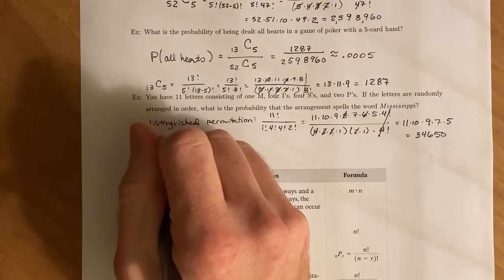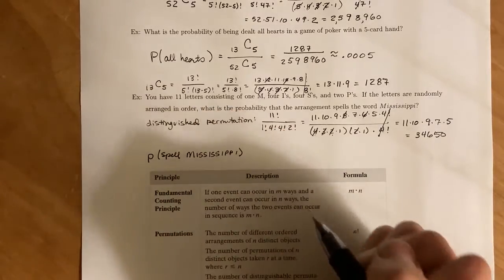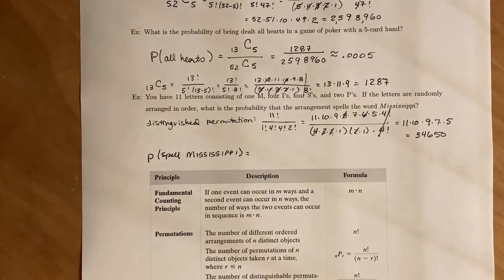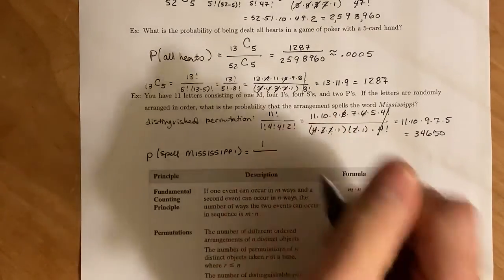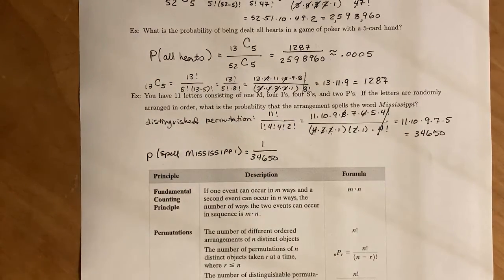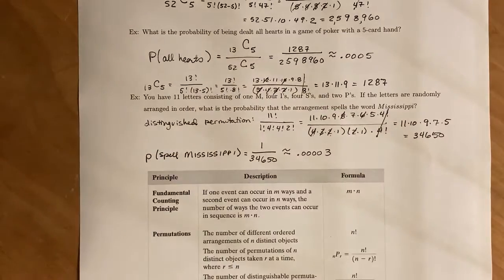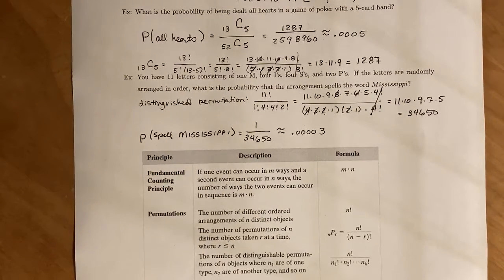So the probability that we spell Mississippi out of those letters: there's only one way to spell it, once we took all the permutations that did spell it and considered them as one. So there's only one out of all possible distinguished permutations. This is going to be roughly 0.00003. So there's a very slim possibility that if you just randomly selected those 11 letters, you'll actually end up spelling the word Mississippi.